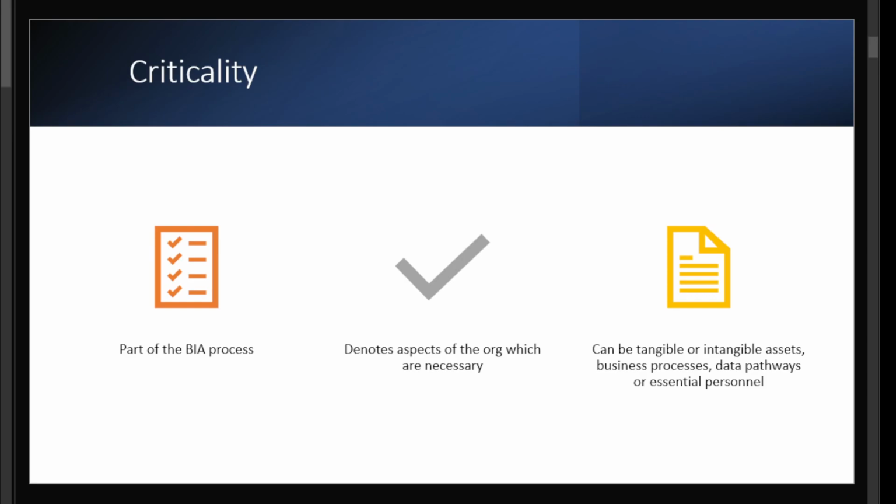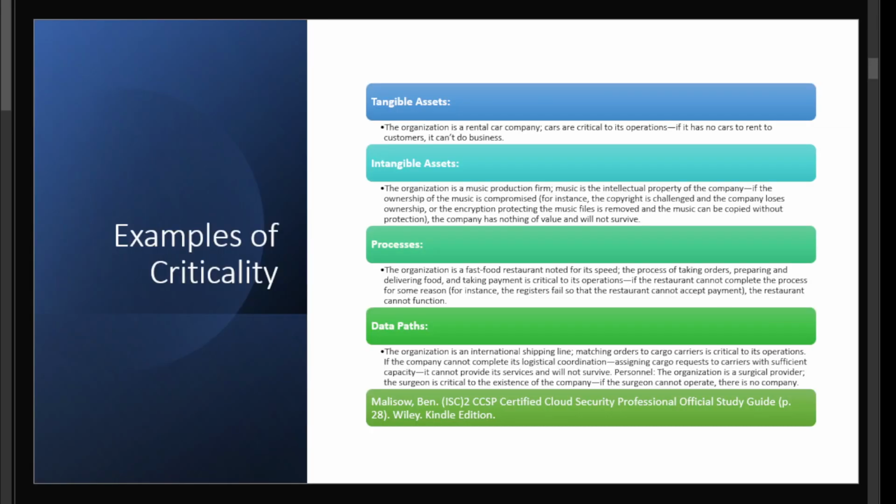Some examples of tangible assets that would be denoted for criticality would be cars that are critical. Actually, I'm going to go over this with you here just shortly. Yep, let's go ahead. All right, so examples, let's go from the book. Examples of criticality are tangible assets. The organization is a rental car company. The cars are critical to its operations. If it has no cars to rent to customers, it can't do business.